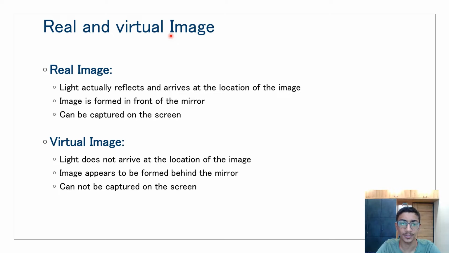So there are two kinds of images, real and virtual image. Now the real image is one in which light rays actually reflect and arrive at the location of the image. Such kind of image is formed in front of the mirror and can be captured on the screen. Second type we have is virtual image. In virtual images, light rays do not actually arrive at the location of the image. Such images are formed behind the mirror and cannot be captured on the screen. Example is image formed by a plane mirror.